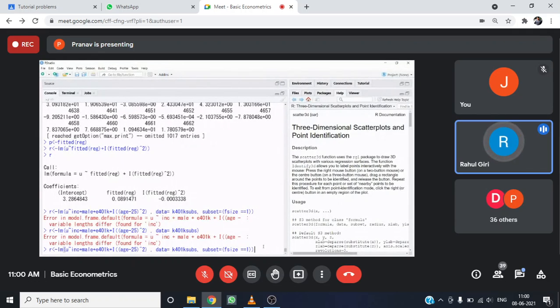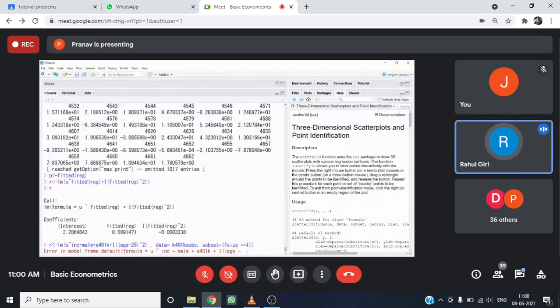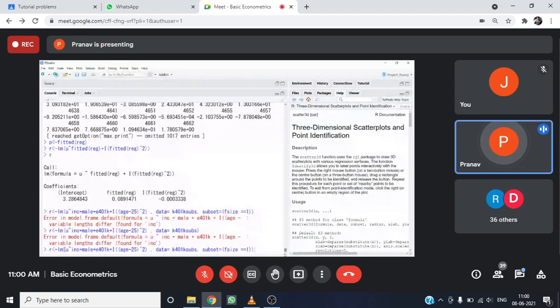Sir, the omitting part shown at the top, what does that mean? Is it not calculating residuals for that part, or is it not showing the entries? It was showing the same error in mine also. The length is different. It omitted all those entries because of max.print. So basically, residuals are calculated, but not printed here. Yes, right.